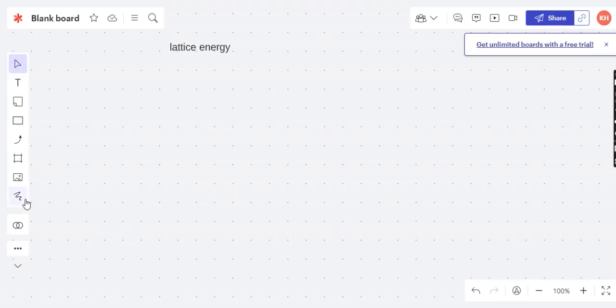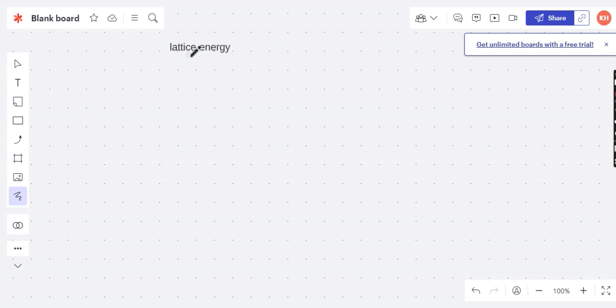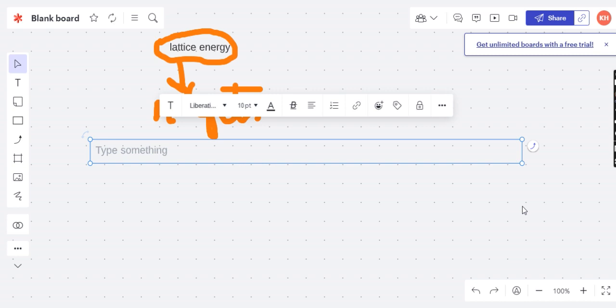So today I would like to talk about what lattice energy is. Basically, lattice energy is a sort of energy that gets released. This is the proper definition.